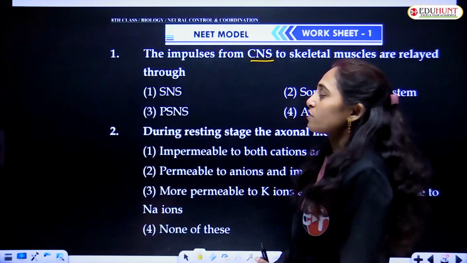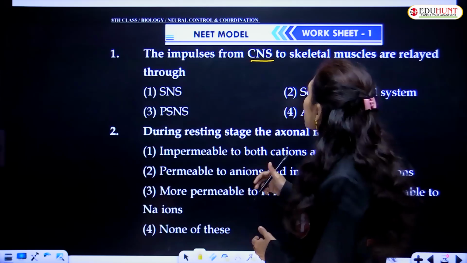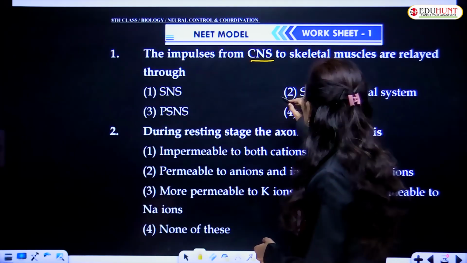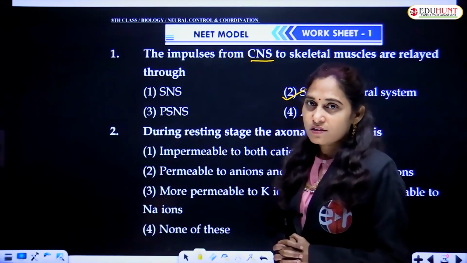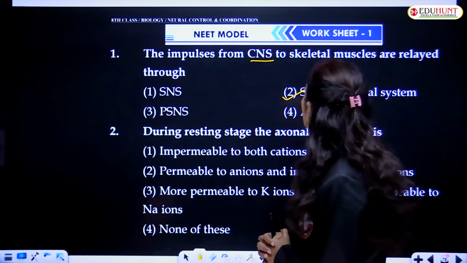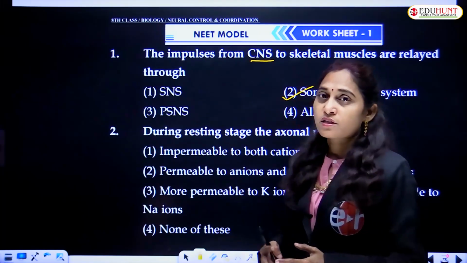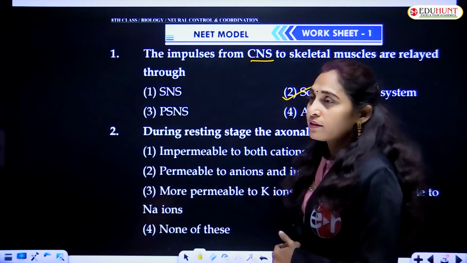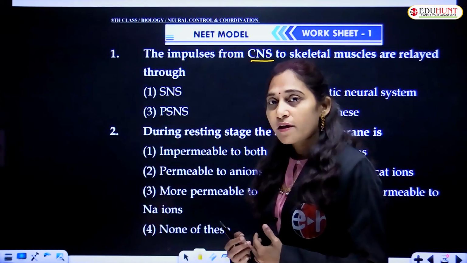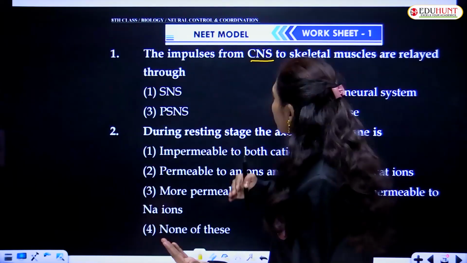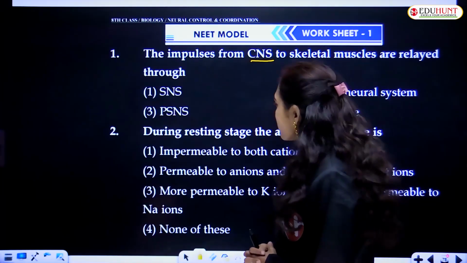From the central nervous system to the skeletal muscles, the impulses are relayed through the somatic neuronal system. We haven't discussed it, but anyway, it was asked in the past. That's why I'm discussing it here. The impulses from the central nervous system, that is from the brain, will be carried to the skeletal muscles through the somatic neural system.